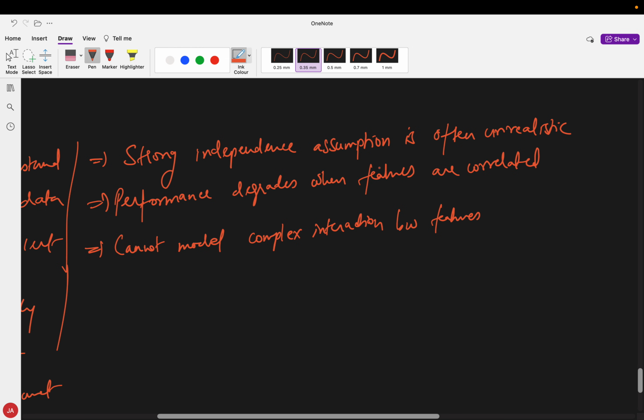So there are some cons also. The strong independence assumption is often unrealistic. In real-world data, there will be features that are highly correlated and non-linear in nature. Naive Bayes assumes each and every feature is independent, so it cannot be used for majority of such data sets. Performance degrades when features are correlated, and it cannot model complex interaction between features.